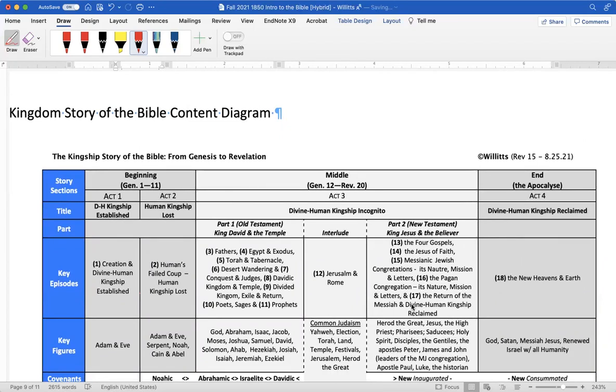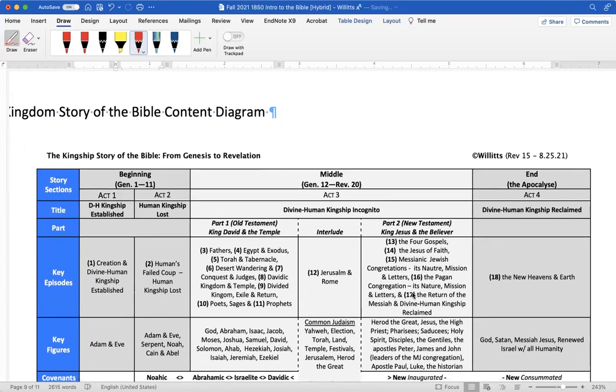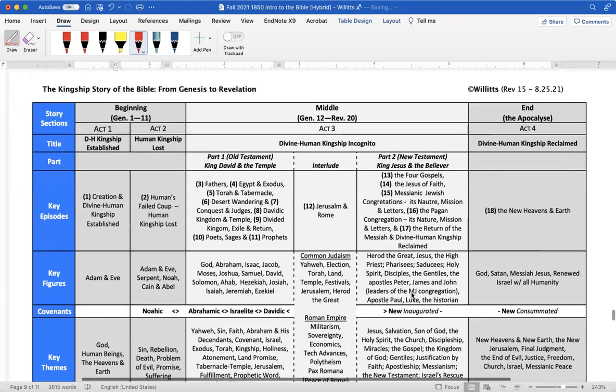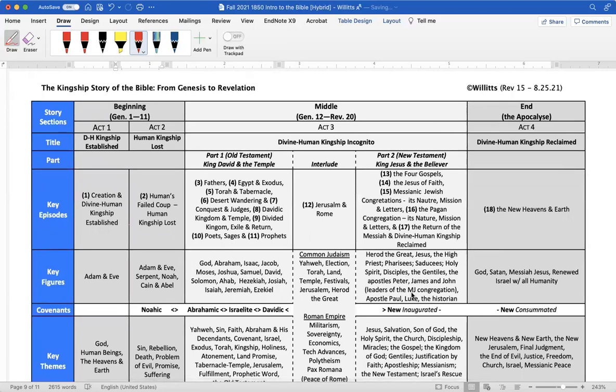In our final bit of time, I want to show you two diagrams, two pictures that will be with us the whole semester and kind of bring some of the pieces of what we've been discussing through the syllabus together. This is the Kingdom Story of the Bible content diagram. This is the diagram that you'll be tested over at the end of the semester. All the content of our whole course is essentially, in one way or another, on this diagram.